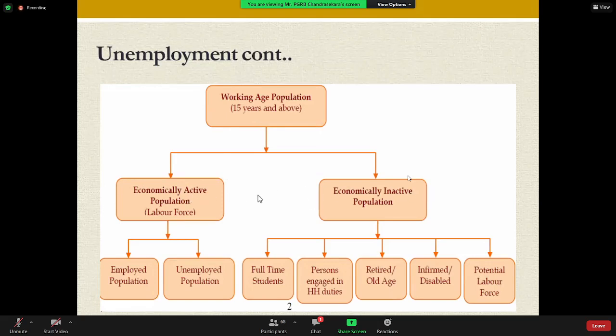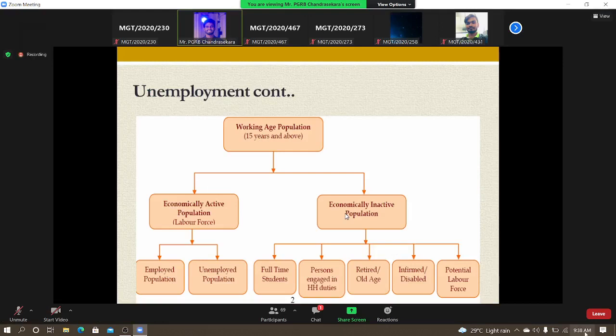We can divide it into two parts as economically active and economically inactive. Before coming to the economically active, we come to the economically inactive people. There are inactive people in every economy. Who are the inactive people? Simply, they can't economically contribute to an economy. Full-time students are there, and also persons who engage in household duties.